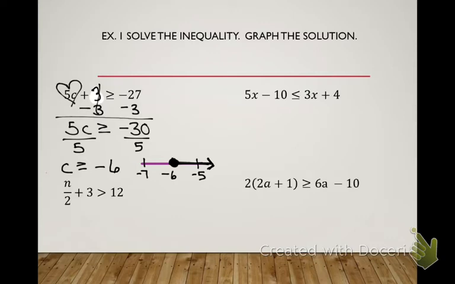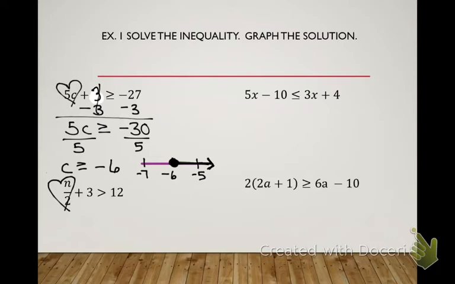N over 2 plus 3 is greater than 12. All right, someone raise your hand. Where's my heart go? Tell me. N over 2. The term that the variable is connected to. I'm getting good at drawing my hearts. I mean, that's a pretty good one if I have to say so myself. Okay? All right.